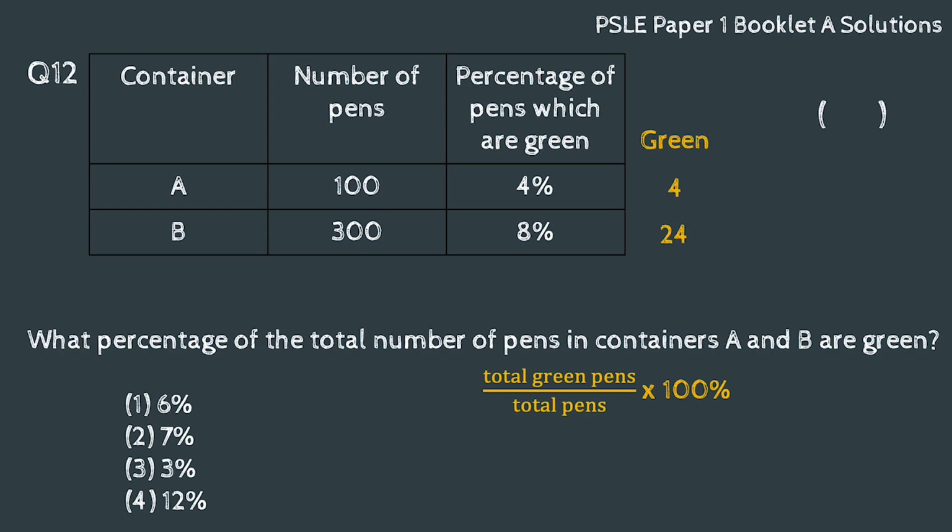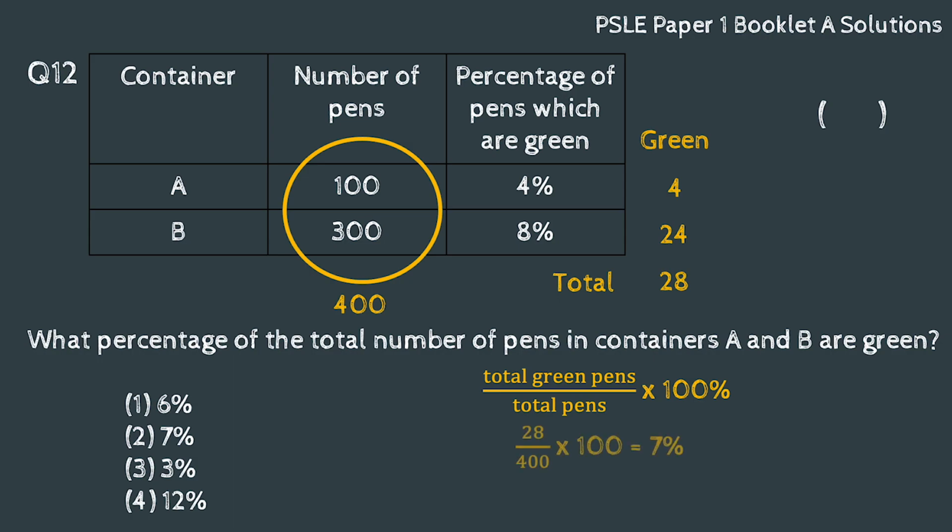Hence, we find that the total green pens is 4 plus 24, which gives us 28. And the total amount of pens is 100 plus 300, which gives us 400. Now, we put the numbers in accordingly, and it gives us 28 over 400 times 100%, which gives us 7%. Our answer is option 2.